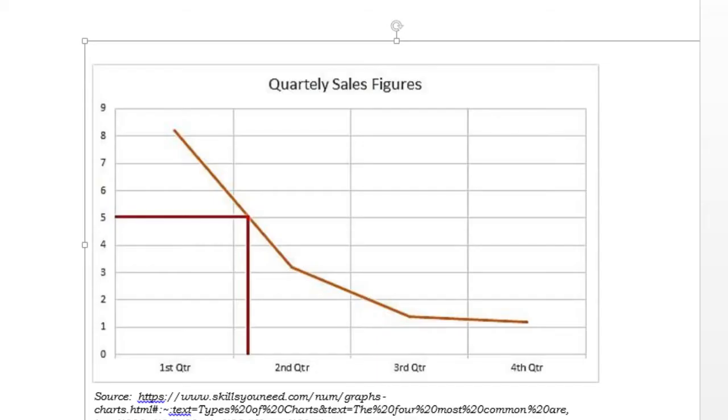In this example of a line graph, suppose we want to know during which quarter sales first fell below 5. We can draw a line across from 5 on the y-axis, that is the red line in the example, and see that it was during quarter 2.